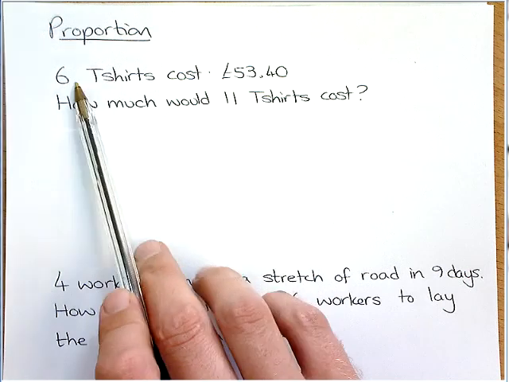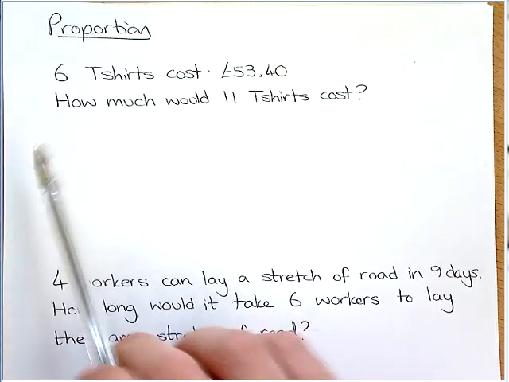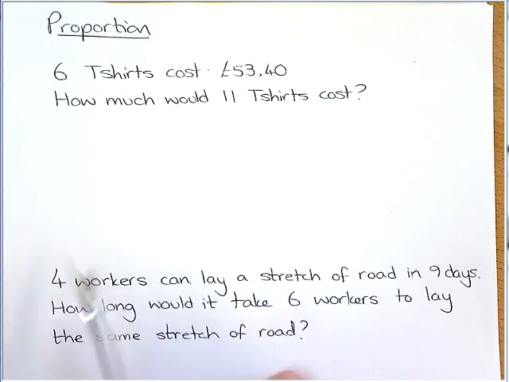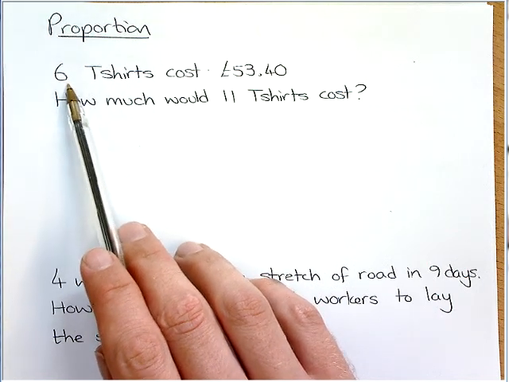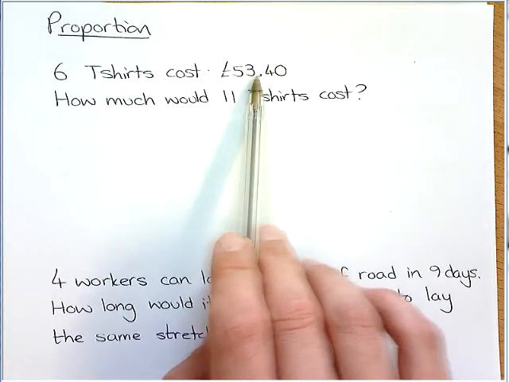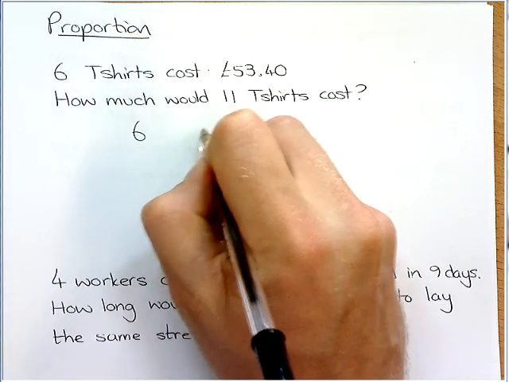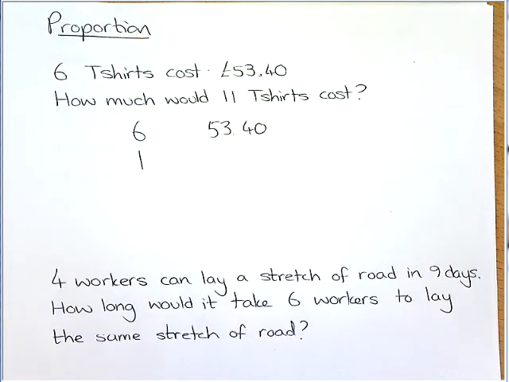And what we have to assume here, because we're not told about anything, is that there's no sales, no multi-buy offers, it's just 6 t-shirts for that much. How much would 11 cost? So my advice is probably always to find 1, especially if you have a calculator. And these numbers don't look very nice, so I'm assuming it is a calculator paper. So if 6 cost £53.40, it's dead easy to find 1. You just divide it by 6.